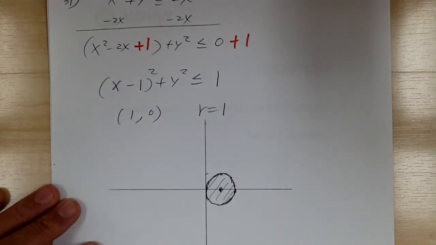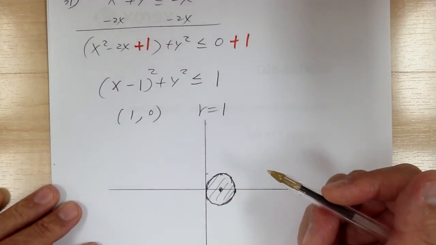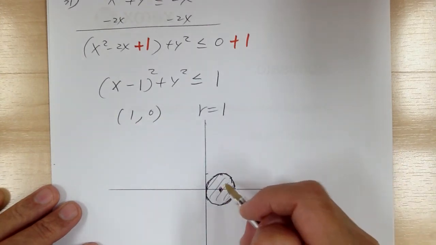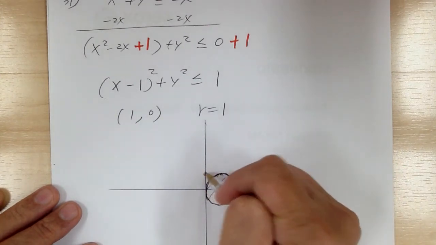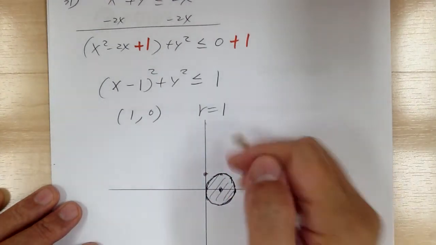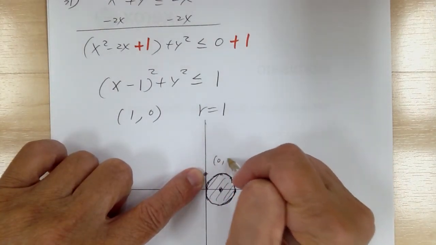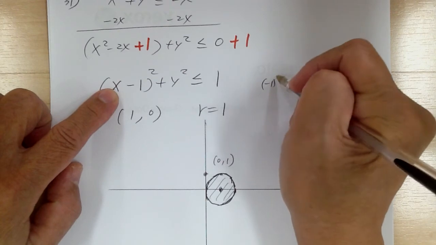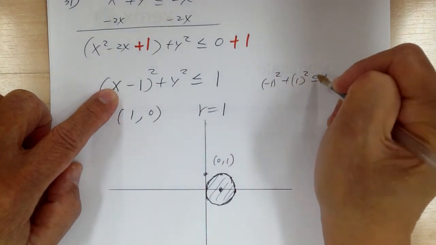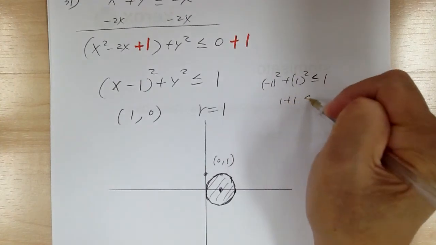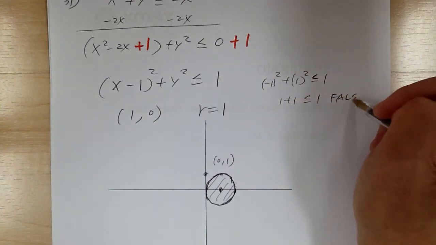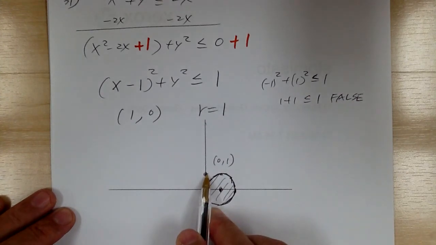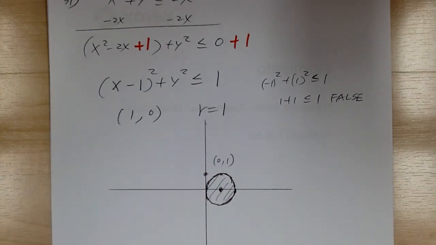Or you can choose a point that is not on the circle as your testing point. So if you choose, let's say this point over here, again, you can choose any point that is not on the circle. So if you choose this point, (0, 1), right? You put in here. So you're going to get negative 1 squared plus 1 squared less than or equal to 1. So you're going to get 1 plus 1 less than 1. So this is false. So that means this point is false. That means you have to shade the inside. And so that's it.